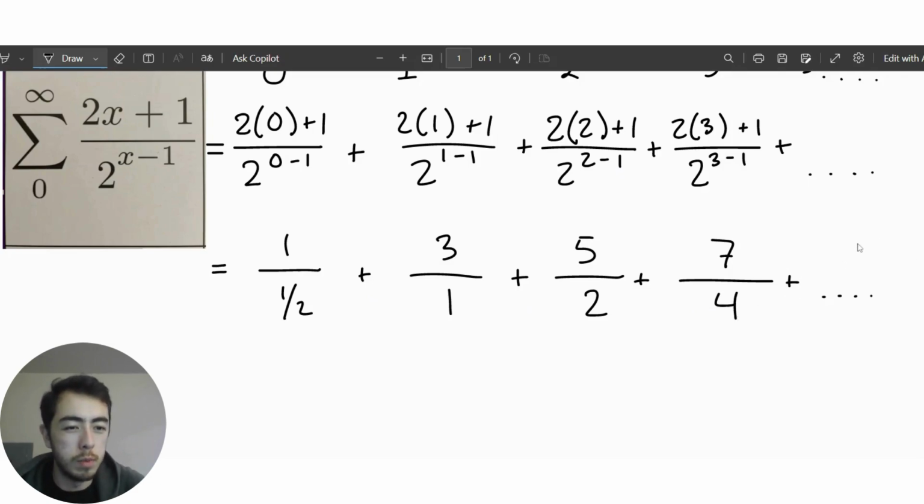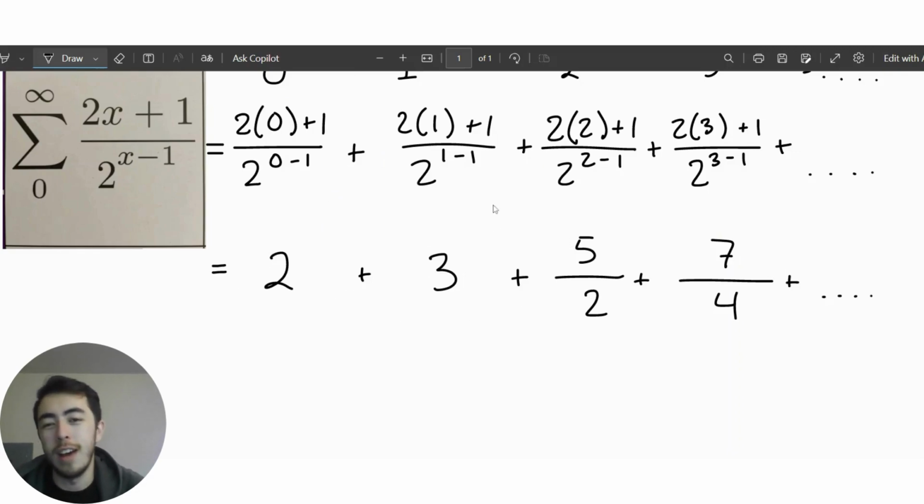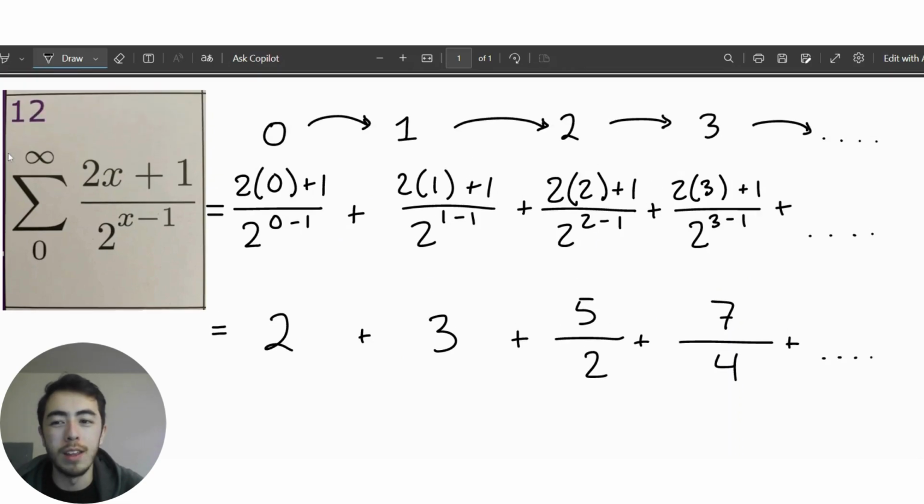So the next term would be 9 over 8, I think, because I'm doubling the bottom and I'm adding 2 to the top. And I just don't like how this looks, this 1 over 1/2. So I'll call that a 2, because 1 divided by a half is a 2. Okay, so here's my sum. I guess I could simplify this and call it a 3, because 3 divided by 1 is still 3.